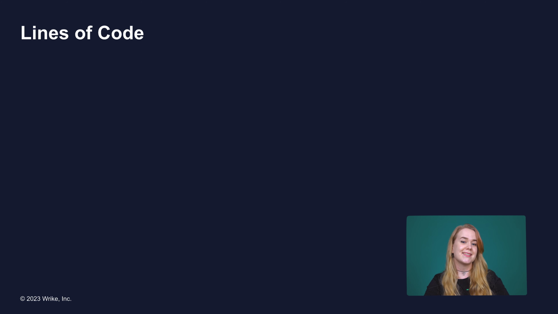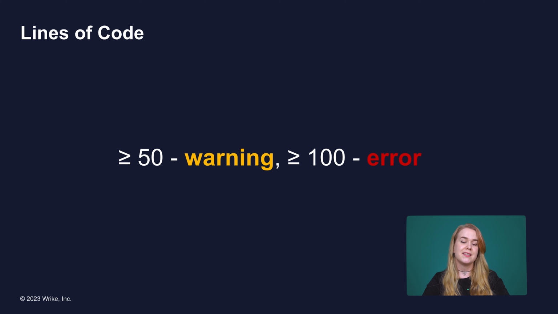Let's start with some simple metrics. The first one is lines of code. If your function has a lot of lines, it indicates high complexity of the function, and it will be hard for you to read it and to make changes to it. So the community agrees that if you have less than 50 lines of code, then it's very good.